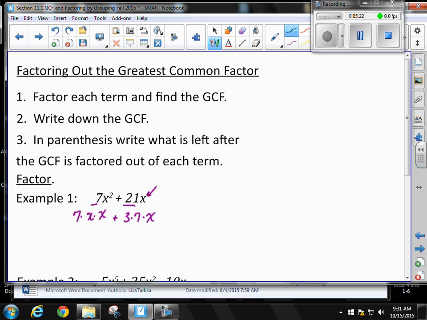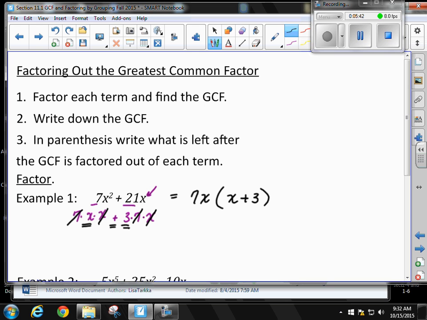So when I look at what they have in common, they both have a 7 and they both have an x. So I'm going to write the common factor down first, 7x, and in parentheses, what do I have left? Well, I have x plus 3 that I have not factored out of the expression yet.